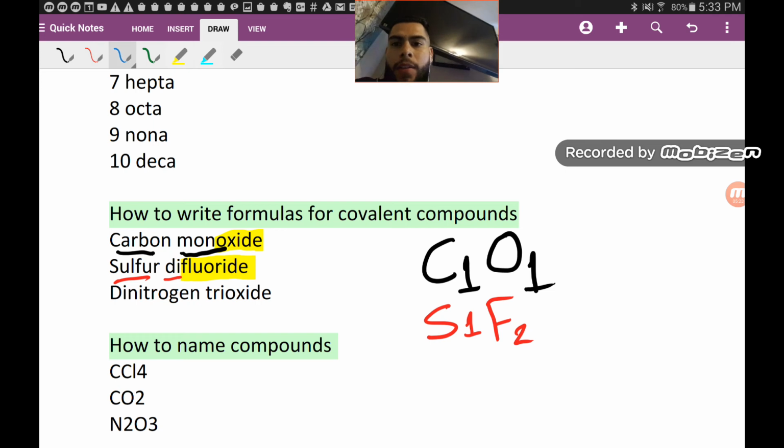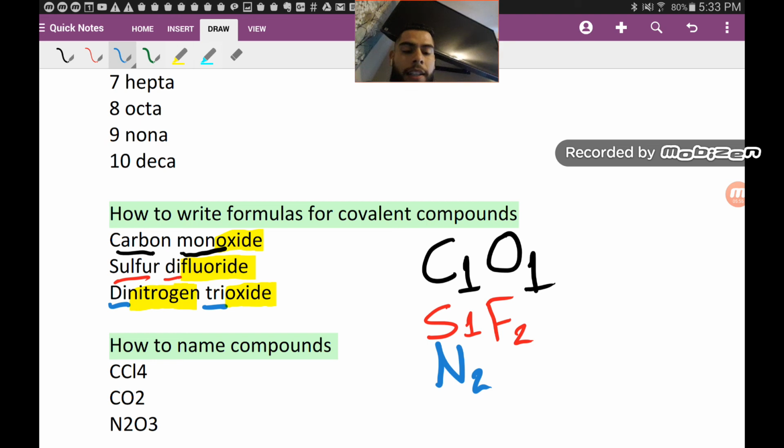Okay, and then one more, dinitrogen trioxide. Once again we can identify that this is a covalent compound because it has prefixes di and tri. Those are prefixes, and we have the elements nitrogen, and oxide, which stands for oxygen. So that is telling us that we have dinitrogen, that means 2 nitrogens, and trioxide, that means 3 oxygens, and that will be the formula.